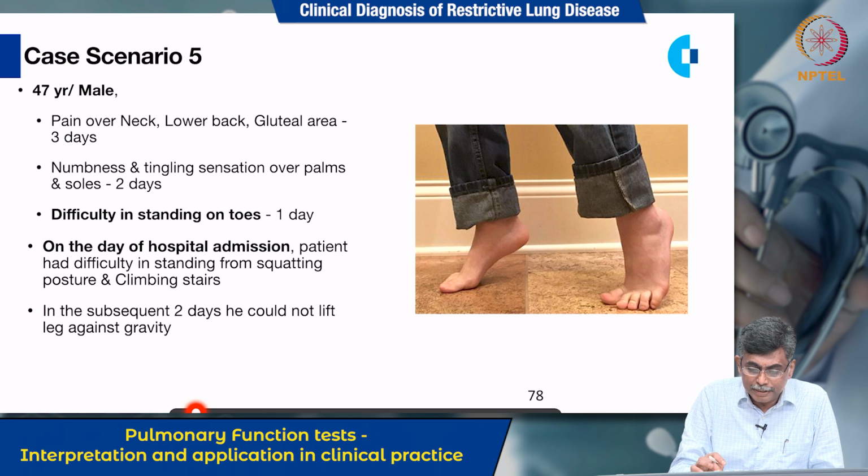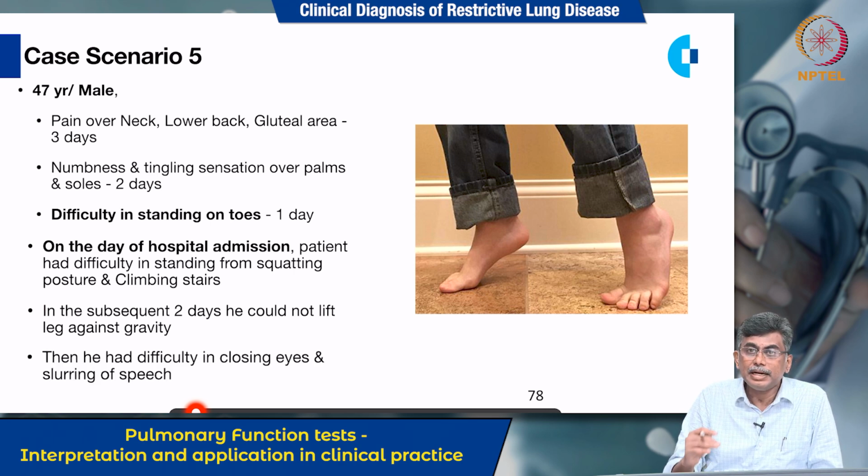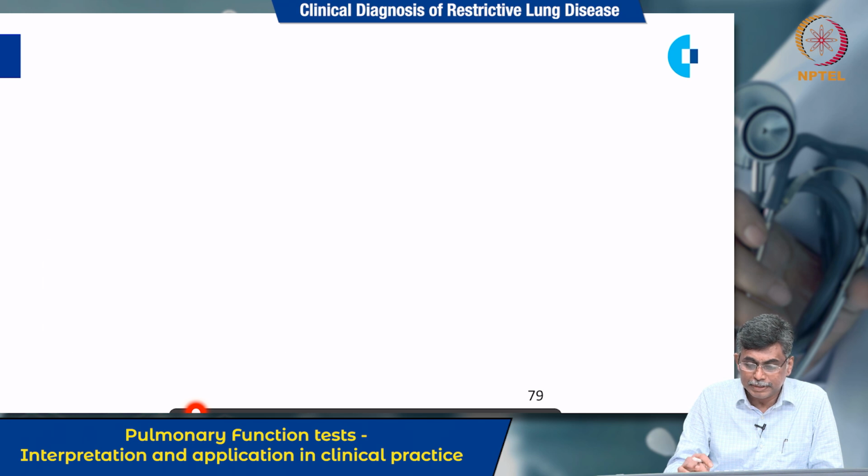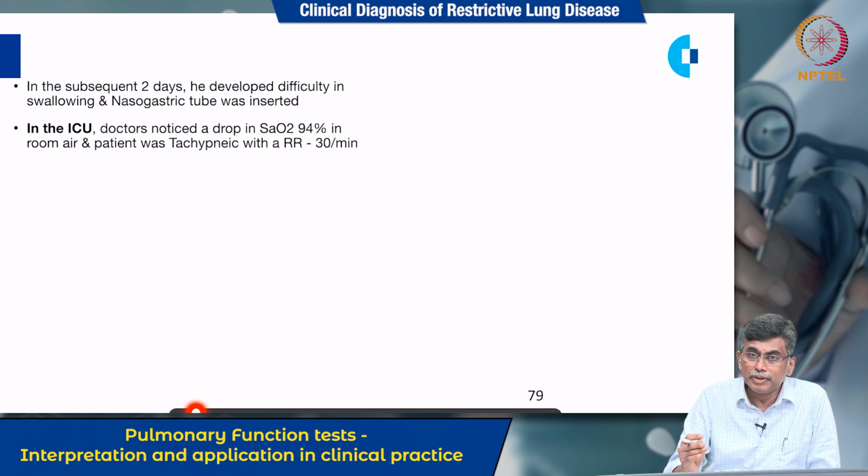On the day of admission, the patient had difficulty in standing up from a squatting posture or climbing stairs. In the subsequent 2 days, he could not lift his leg against gravity. Then he had difficulty in closure of the eyes and slurring of speech. In the subsequent 2 days, he had difficulty in swallowing and a nasogastric tube was inserted. You can see that there is a neurological illness which has developed and it is progressing very fast and seems to have ascended from below.